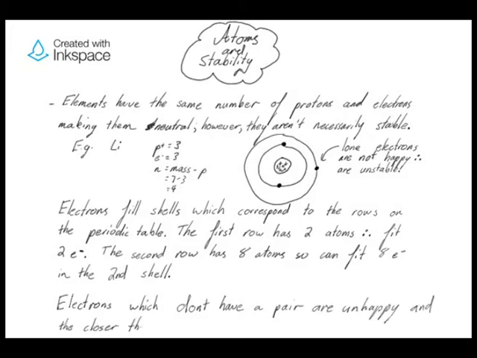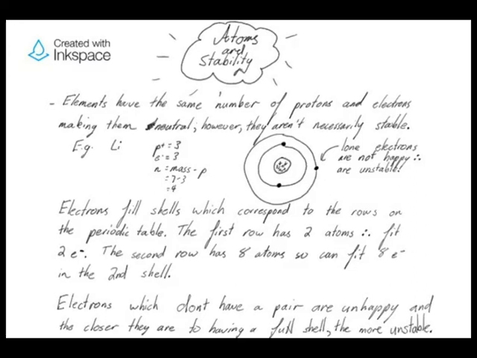So the first row has 2 atoms, therefore they fit 2 electrons. We know this. Second row has 8 atoms, so it can fit 8 electrons. But electrons which don't have a pair are unhappy, and the closer they are to having a full shell, the more unstable they are, because the more they want to be stable. So let's make this a bit clearer.